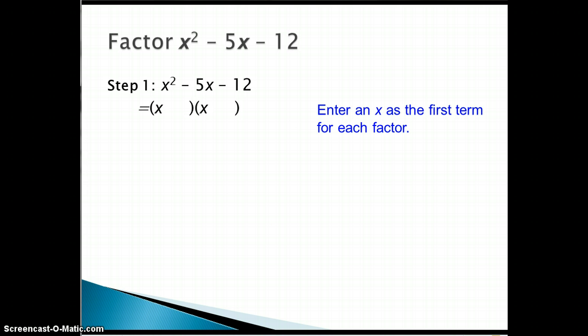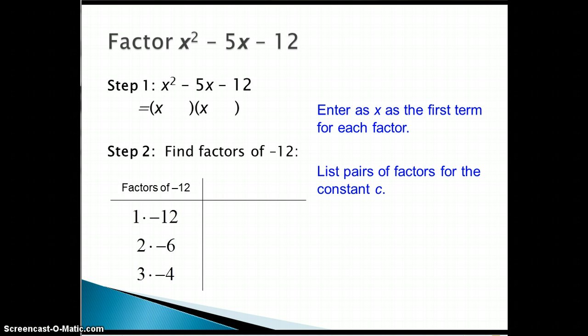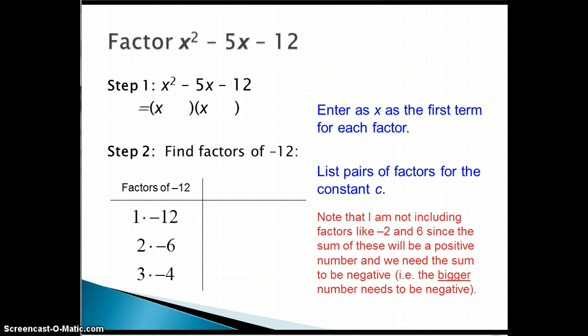Here's another example, x squared minus 5x minus 12. The leading coefficient is 1 again, so I know that I'm going to need an x in the front of each set of parentheses, so I go ahead and write that first. Then I'm going to list factors of the constant, which in this case is negative 12. And I would need them to add to a negative sum, so again I'm only going to list factors where the signs are opposite, but the negative needs to go on the bigger number, so that guarantees the sums will all be negative.